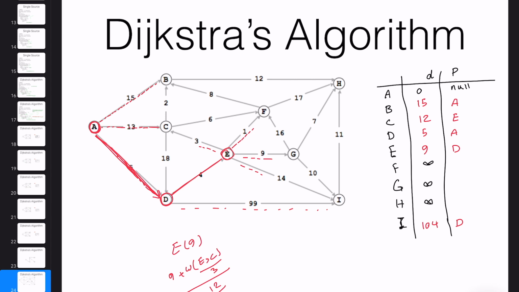Okay, the other node that can be updated is F. The cost of F will be the cost of E plus 1, which is going to be 10. This is smaller than infinity, so definitely you would update it to that. The other node is G. G also can be actually updated, right? 9 plus 9, it is going to be 18.